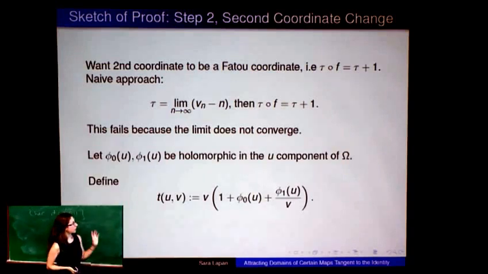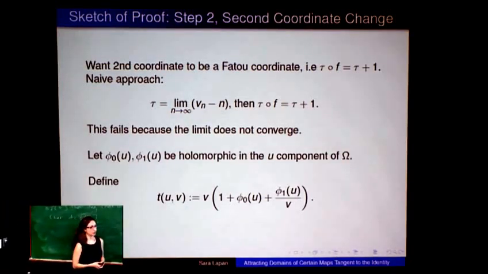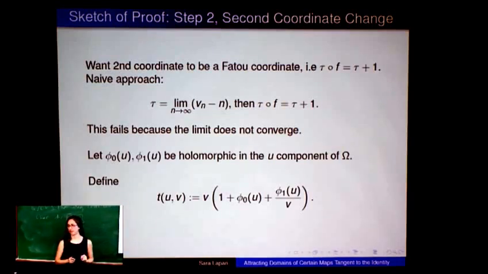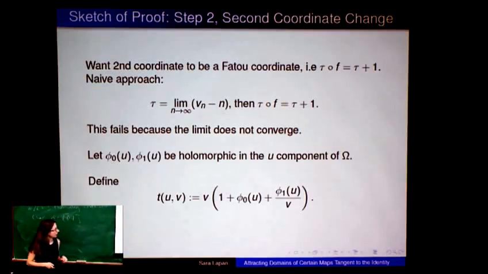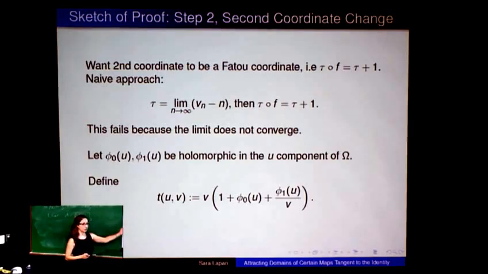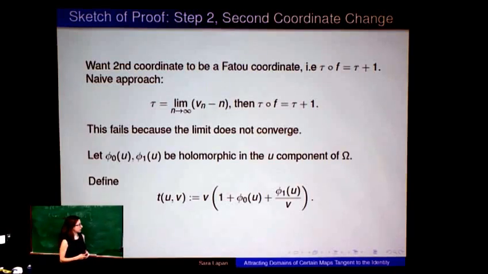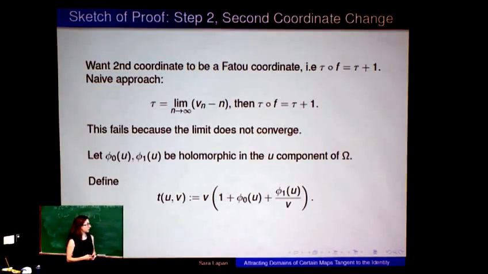Okay, so let phi naught and phi 1 be holomorphic in the u component of omega, so they only depend on u. And we're going to define them later. So now we're calling t of uv equal to v times 1 plus phi naught of u plus phi 1 of u over v. So these terms we're using to get rid of our O(1 over u) and O(1 over v) terms.